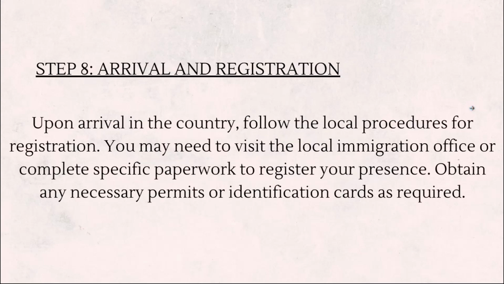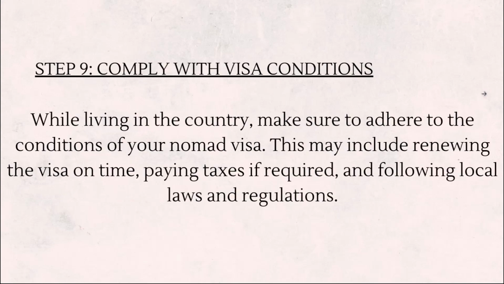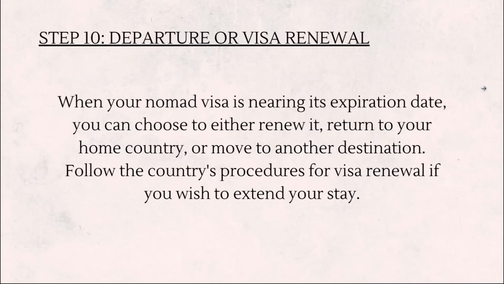Upon arriving in the country, follow the local procedure for registration. You may need to visit the local immigration office or complete a specific set of paperwork to register your purpose, then obtain any necessary permits or identification card as required. And after that, in the next step, while living in the country, make sure to follow all the conditions of your Nomad visa. This may include renewing the visa on time, paying taxes if required, and following local laws and regulations. And lastly, when your Nomad visa is nearing its expiration date, you can choose to either renew it, return to your home country or move to another destination. So follow the country's procedure for visa renewal if you wish to extend your stay.